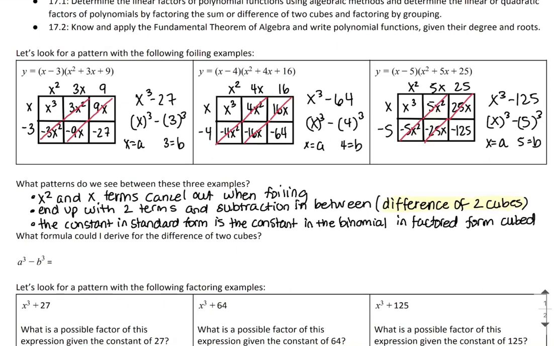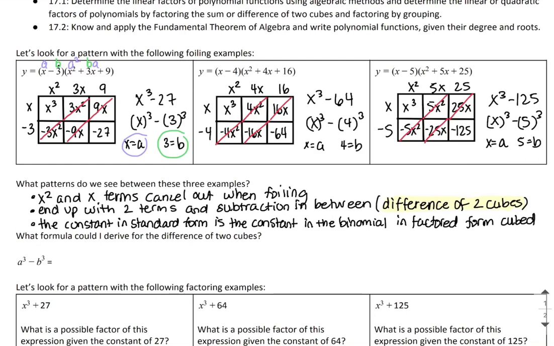And then everywhere I see 3 in this example, I'm going to replace it with b. And everywhere I see an x, I'm going to replace it with a. So I see an a here, I see an a squared here, and I see an a here. Then if I substitute the 3's for b, I see a b here, and I see a b here. I don't see a b here, but I'm going to look for a pattern to label what that 9 actually is in terms of a and b.